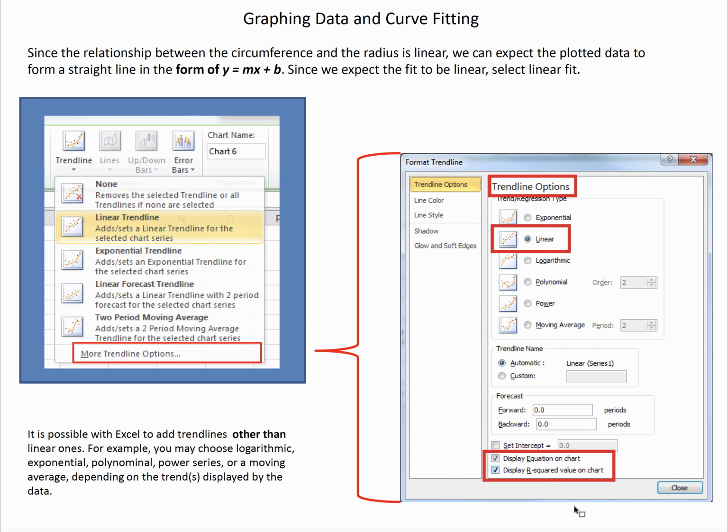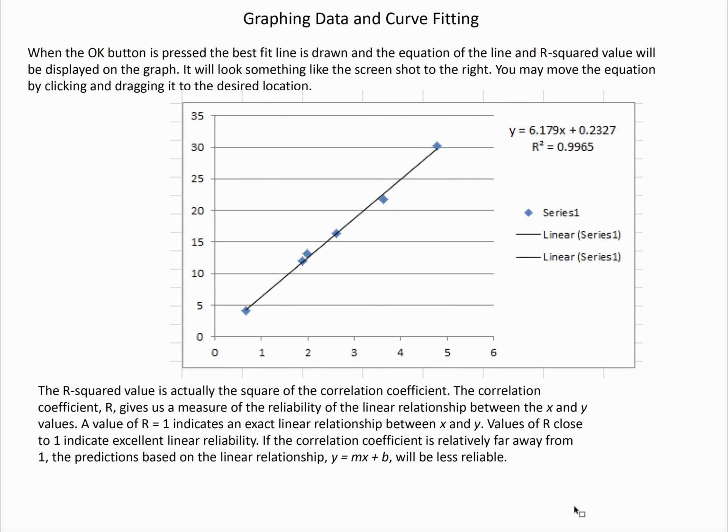Okay. It is possible with Excel to add trend lines other than linear ones. For example, logarithmic, exponential, polynomial, power series, or a moving average, depending on what you're looking for. We will never be selecting those other options for what we're doing in our labs. There will always be a linear relationship. So, when the OK button is pressed and the best fit line is drawn, the equation of the line and the R-squared value will be displayed on the graph. It'll look something like the screenshot that you see.